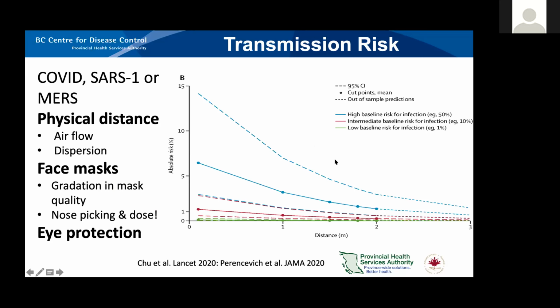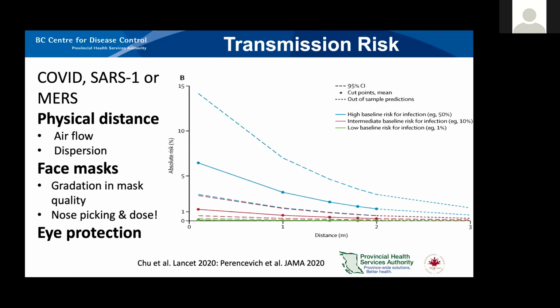So in this review, if you look at COVID, SARS-1, or MERS, physical distance matters, but airflow and dispersion are important. And the best solution for pollution is dilution. So you can imagine that if you're outside, you don't have the same concerns about droplets or even spread of aerosols as if you're in a confined space. Those things can sit around.